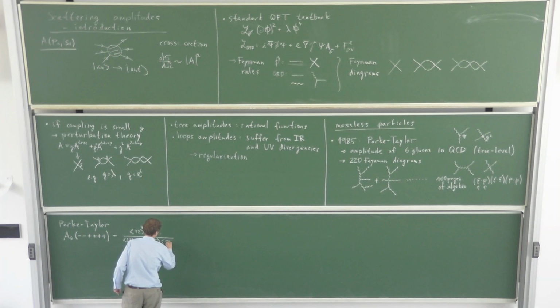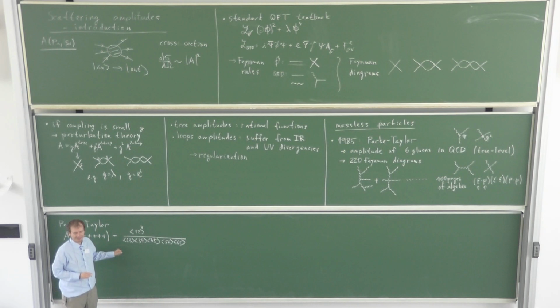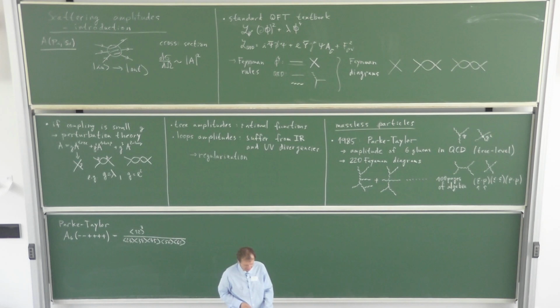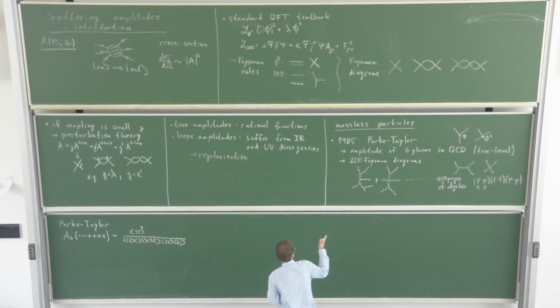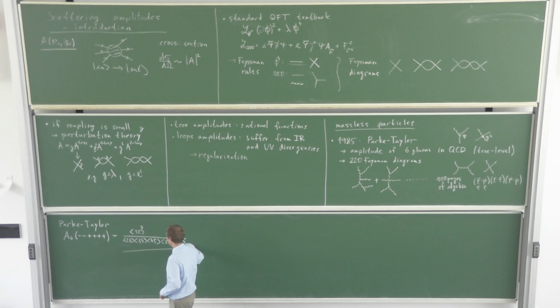These brackets are spinor-helicity variables, which I will introduce in a second. But this is the motivation: first, amplitudes in the end are much simpler than you would think from the Feynman diagrams. And second, choosing some good variables makes the simplicity manifest. Okay, so let's now start with the discussion of the spinor-helicity variables.